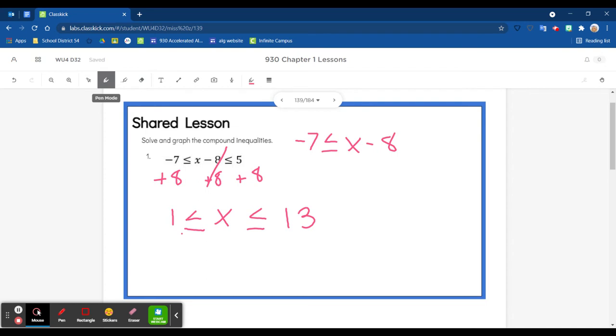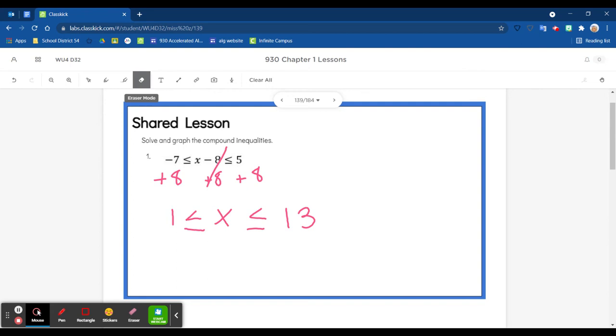And then I would add 8, and I would still get 1 is less than or equal to x. Then I would do the other one. I would do x minus 8 is less than or equal to 5, and I would add the 8, and I would get 13. So either way you do it, if you want to separate them, you can. If you want to do it all at once, you can as well. It's just kind of a preference thing of how you would like to do it.